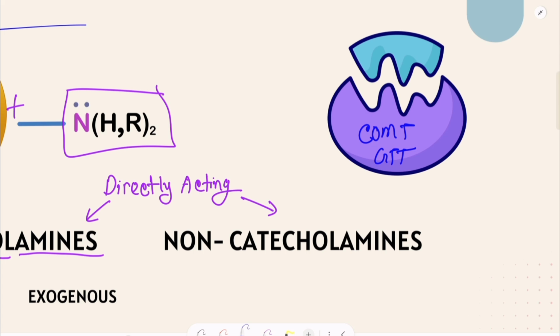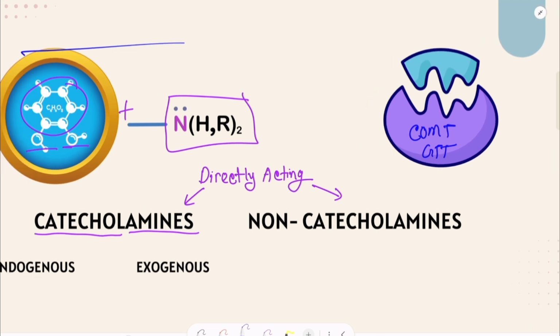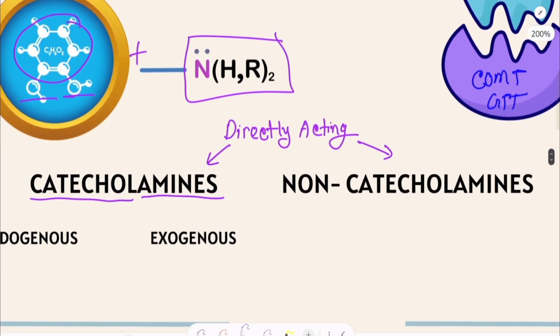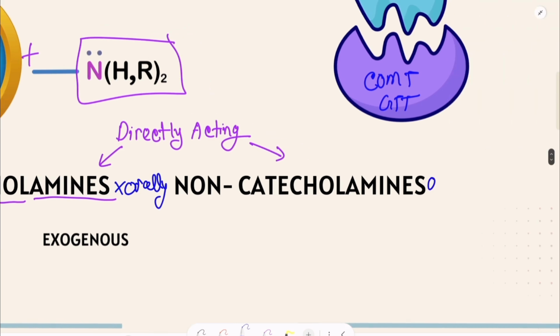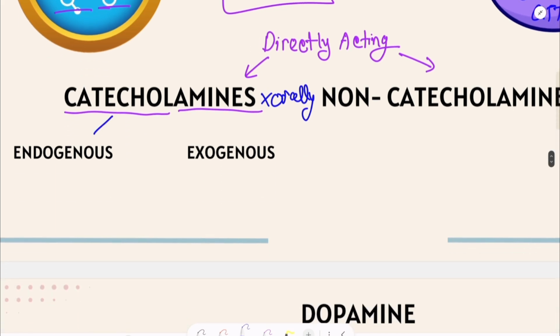So if any person takes any catecholamine orally, COMT is already waiting here to break it down. Therefore, no catecholamine will be effective orally. So that is the important thing to know from here. Catecholamine cannot be given orally, whereas non-catecholamine can be given orally. Catecholamines are further divided into endogenous catecholamine and exogenous catecholamine.